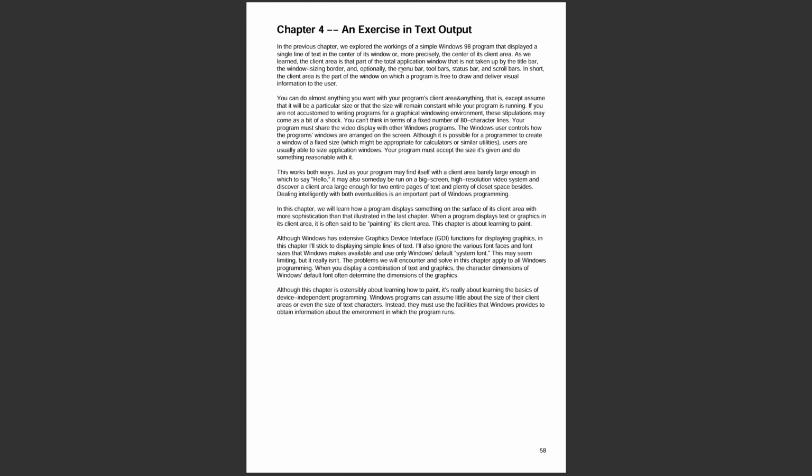So in the previous chapter, covering Chapter 3, we explored the workings of a simple Windows 98 program that displayed a single line of text in the center of its window, or more precisely, the center of its client area. As we learned, the client area is that part of the total application window that is not taken up by the title bar, the window sizing border, and optionally the menu bar, toolbars, status bar, and scroll bars. In short, the client area is the part of the window on which the program is free to draw and deliver visual information to the user.